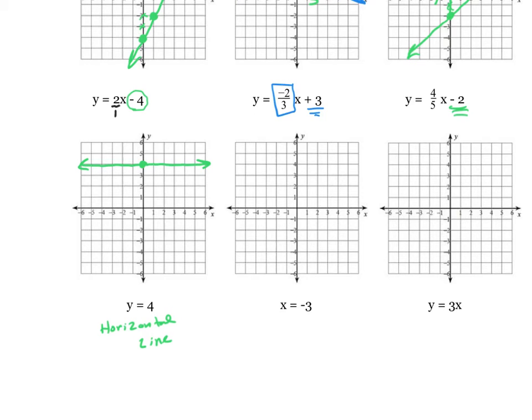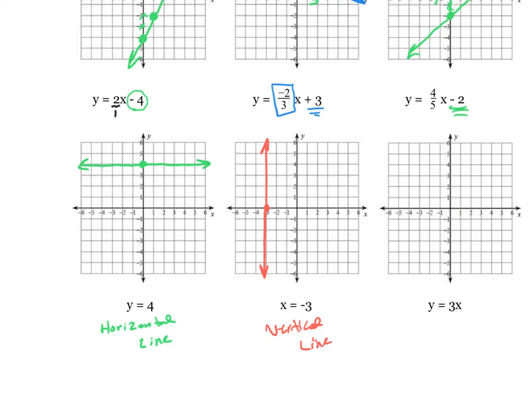X equals negative 3, this is a vertical line, and vertical lines are the only equation where it'll be x equals a number. Usually, if you look at all the other equations, they were always y equals. But if it's just x equals negative 3, they're basically telling you the x-intercept, and then our line goes straight up and down through there. We will talk more about those in the future.